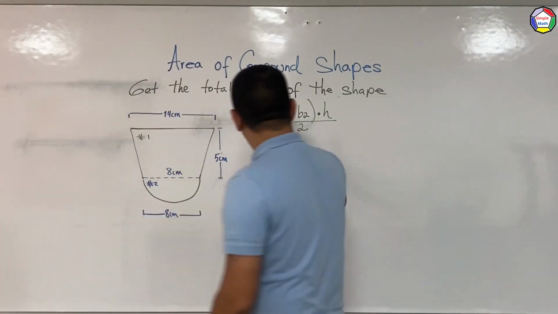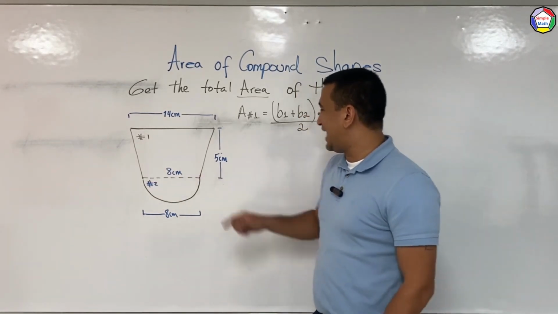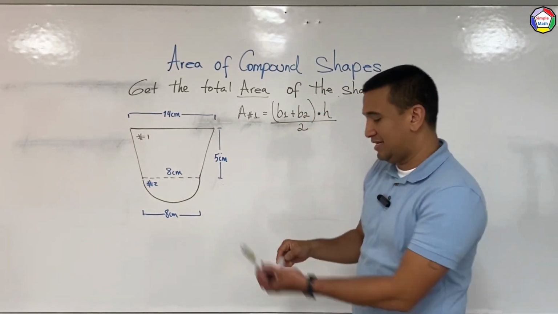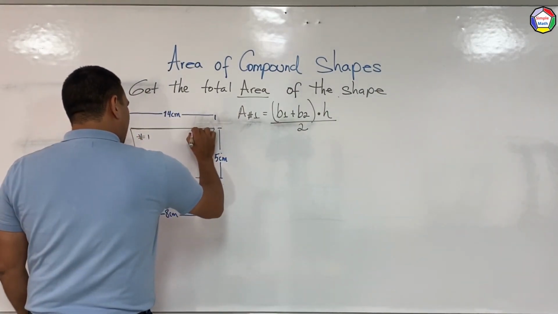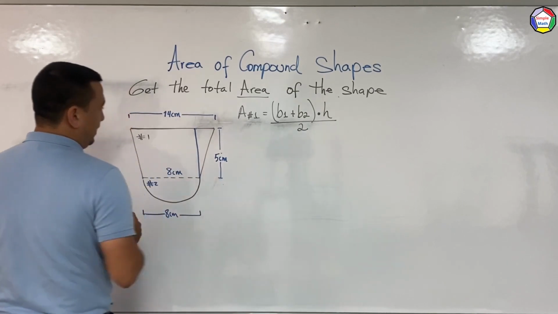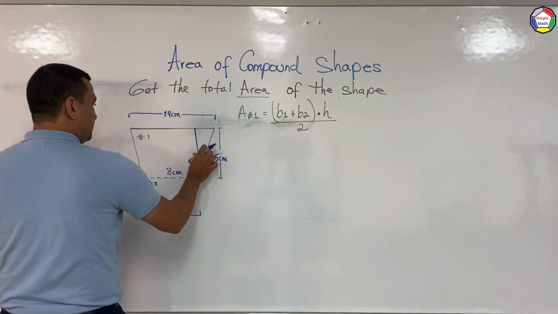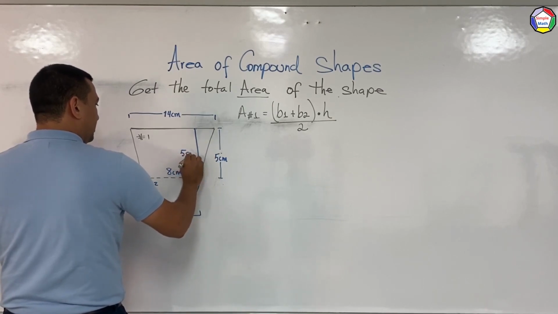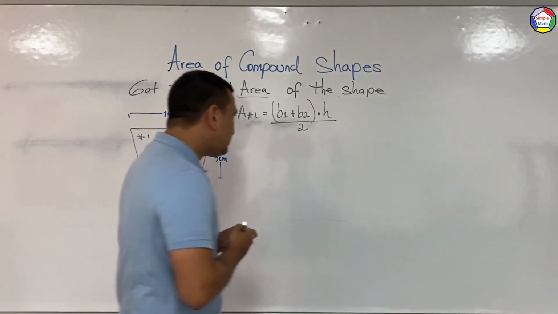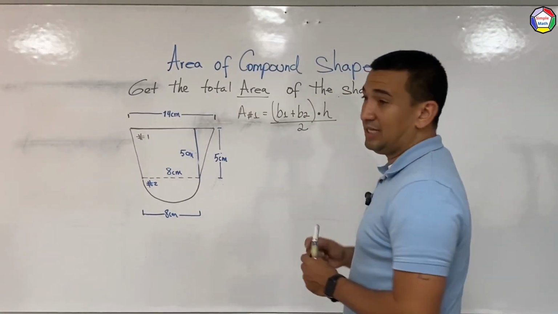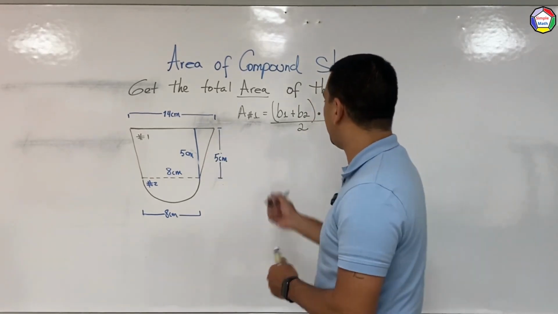So we have base 1, which is the big base, base 2, which is the small base, and the height. We also have the height. Because from this to here is 5 centimeters, that means that this is also 5 centimeters, you see? This is the height of this trapezoid. So we also have the height. So let's calculate the area of the plane shape number 1, which is a trapezoid.